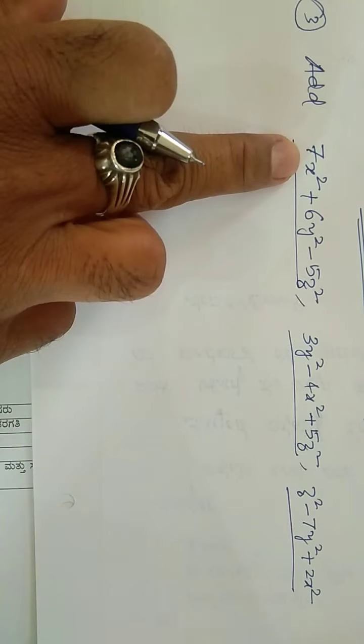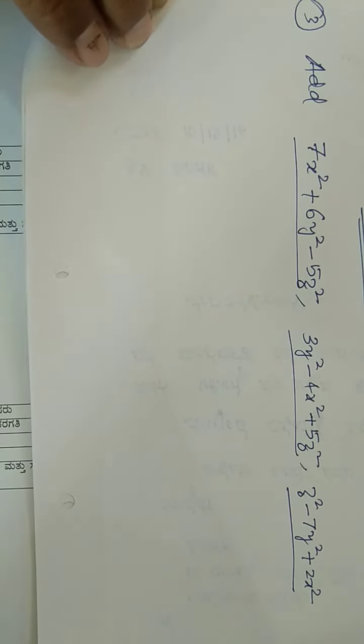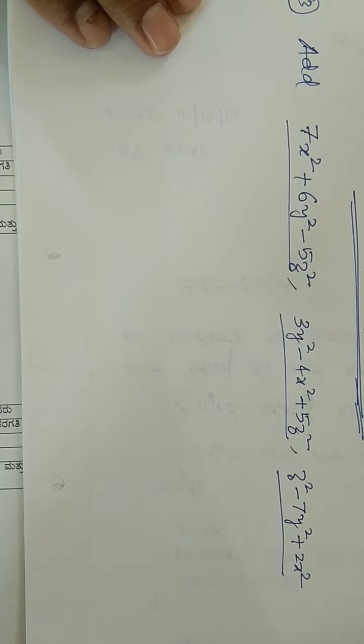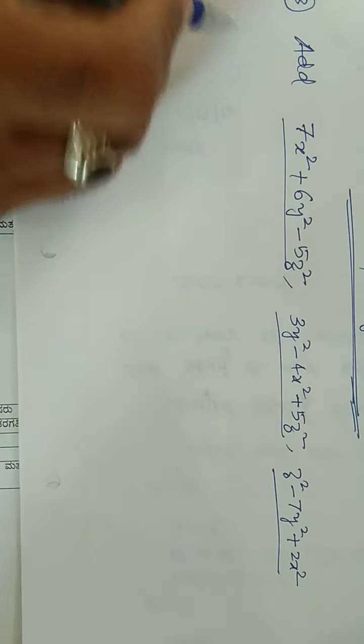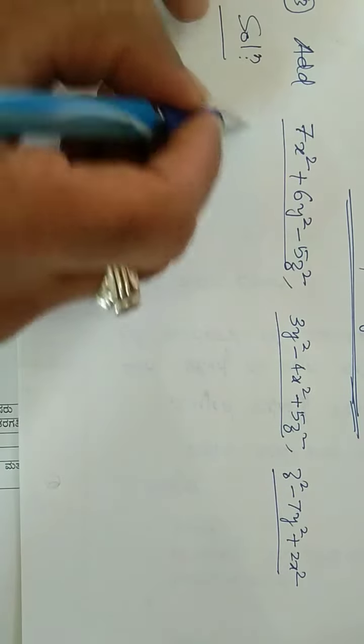Add 7x square plus 6xy minus 5z square, this is the first expression. 3y square minus 4x square plus 5z square, that is the second expression. Z square minus 7y square plus 2x square, that is the third expression. We have to add this. Let us see the solution of this. Let us add all those things.